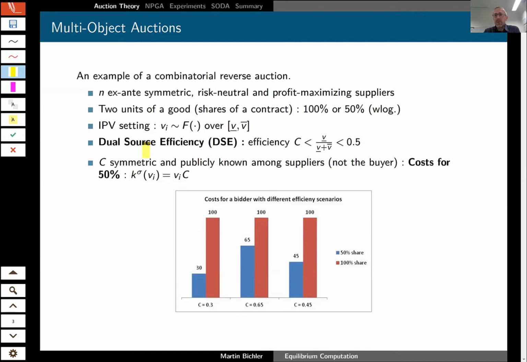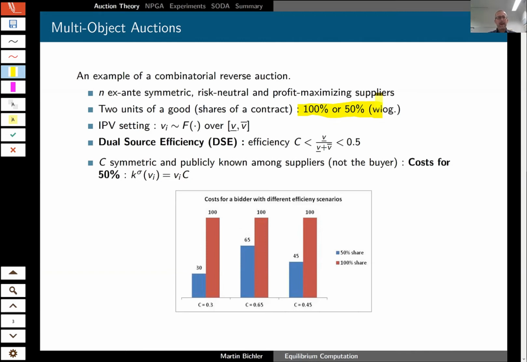The setup is also a first price sealed bid auction, and we have two lots or shares: a 100% share or a 50% share. The buyer, so we are in a reverse setting, asks the suppliers to submit bids, and these could be on the entire contract or on a 50% share only. This is why it's called an ex post split award auction. We started looking into existing literature, and as you probably all know, we really don't have a nice closed form solution for first price sealed bid combinatorial auctions in general.